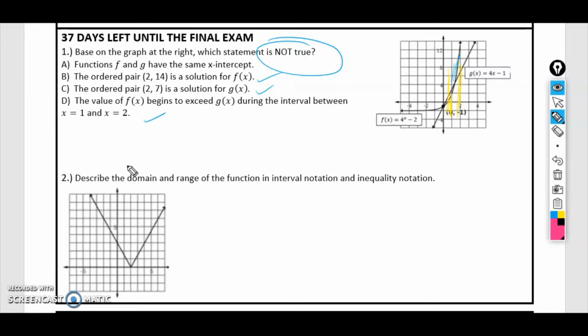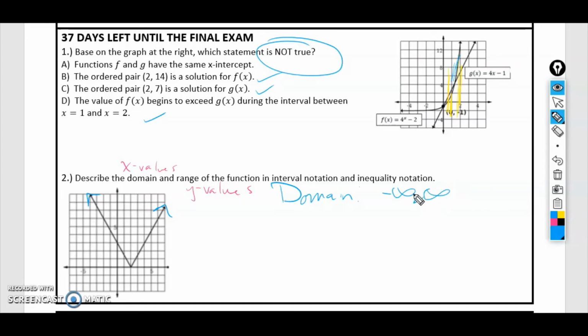On the next one, describe the domain and range of the function in interval notation and inequality notation. Well, domain are your x values, and range are your y values. So let's start with our domain. That's how far left to how far right does this graph go for your x values. Since there are arrows at the end of this, an arrow here and an arrow here, that means it keeps going forever to the left and forever to the right. So in interval notation, that's negative infinity to positive infinity.